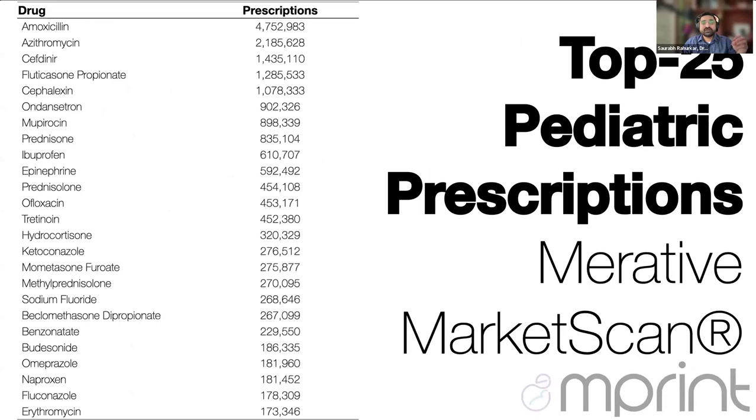So these are the 25 most prescribed drugs in children, sorted by total prescription count. No surprises at the top, where you see antibiotics like amoxicillin, azithromycin, followed by some corticosteroids and antipyretics. I do want to bring attention to this particular drug here with almost 250,000 prescriptions, only because this is the one that we'll be following through the next couple of slides.